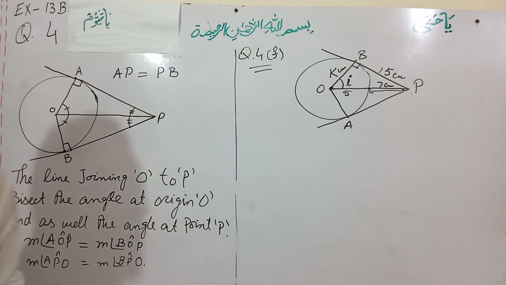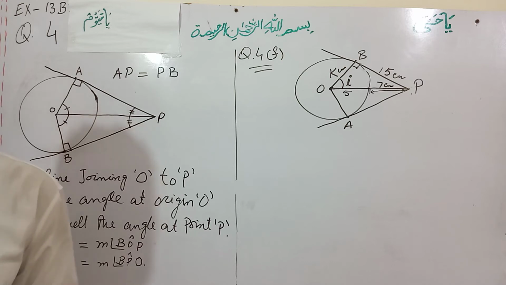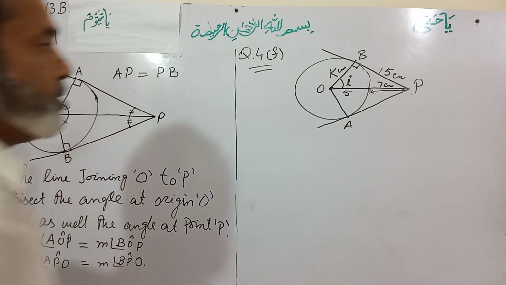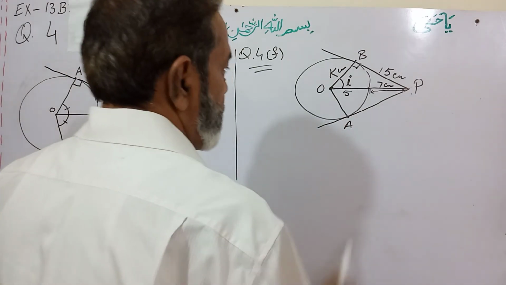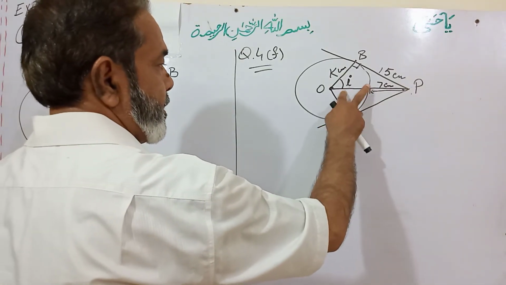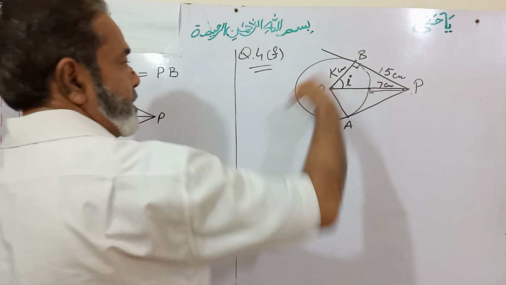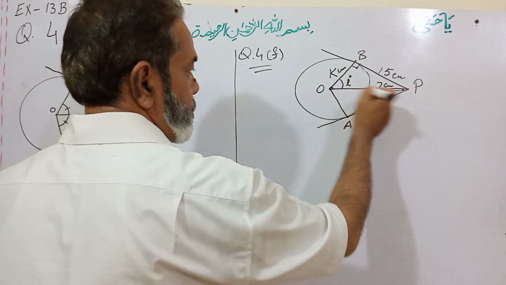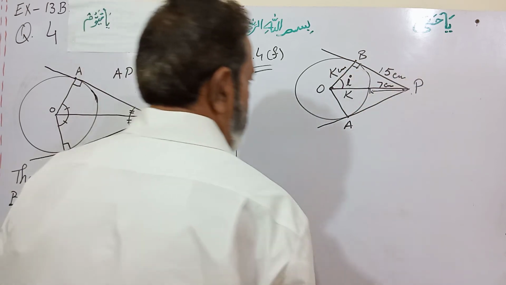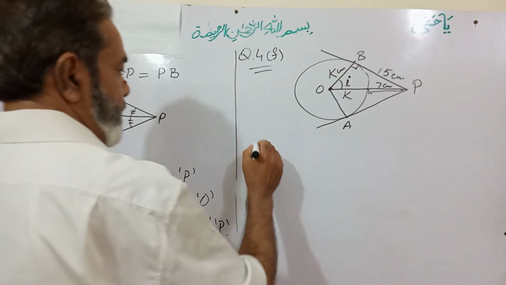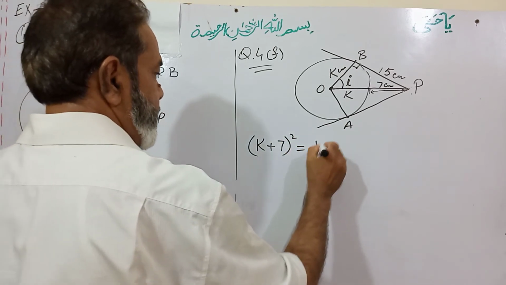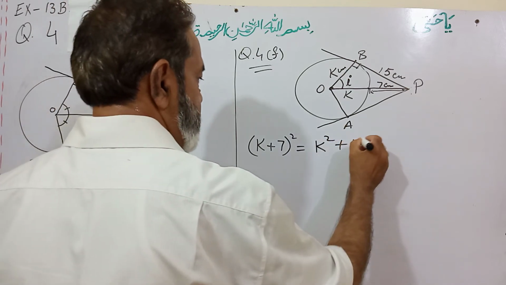Here first we will find the value of K, because we cannot find the value of L without the perpendicular or without the hypotenuse. You know that OB is the radius K, as well as O to this point is also the radius K. Again apply the Pythagoras theorem. (K plus 7) square is equals to K square plus 15 square.